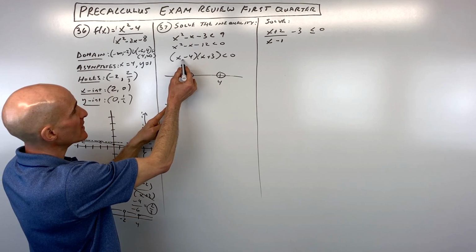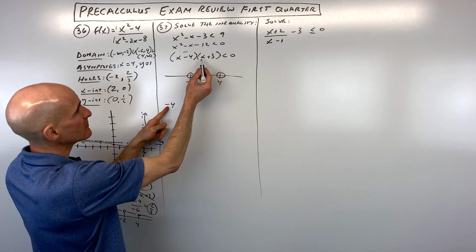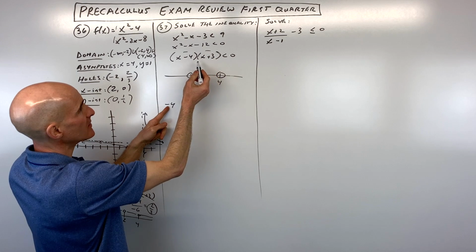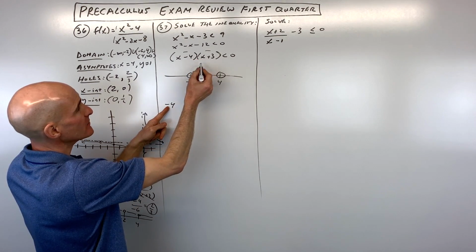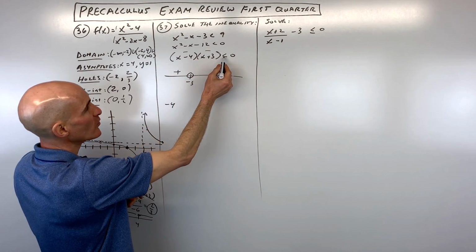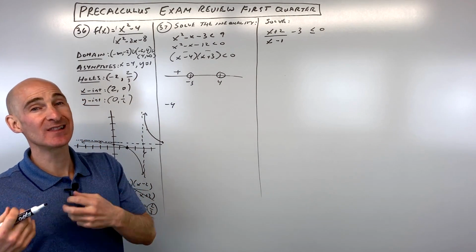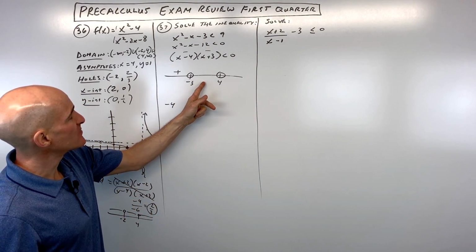If I put -4 in here, I'm going to get a -8, which is negative. A -4 plus 3 is -1, which is negative. A negative times a negative is a positive, so I'm just going to put a plus sign here, but we really want a negative value. We want something that's less than 0. Okay, but now let's pick a number in this interval.